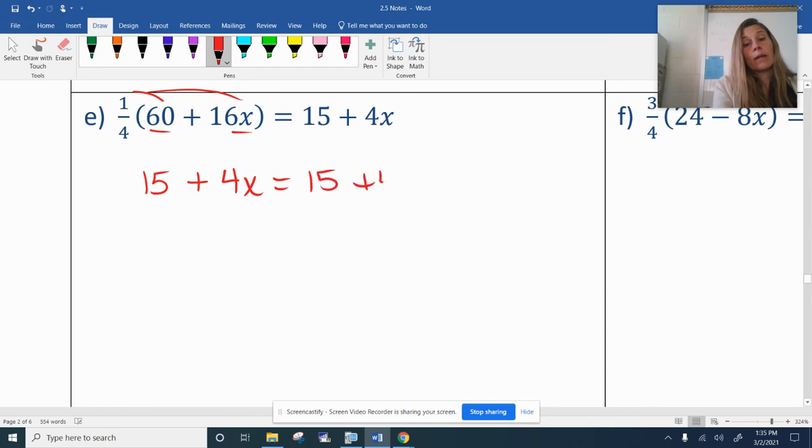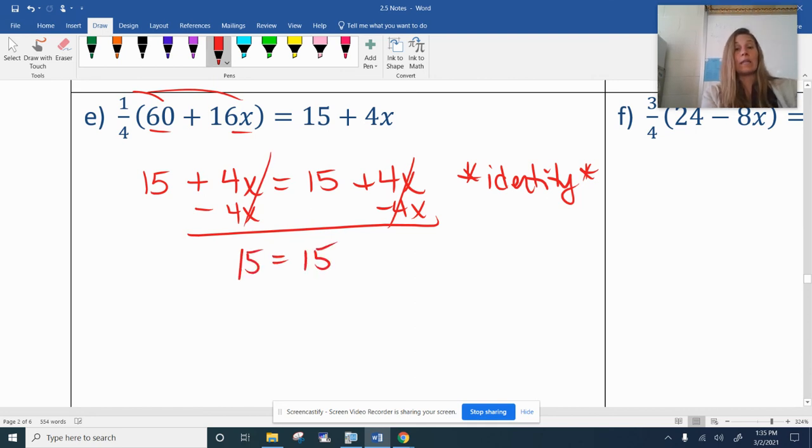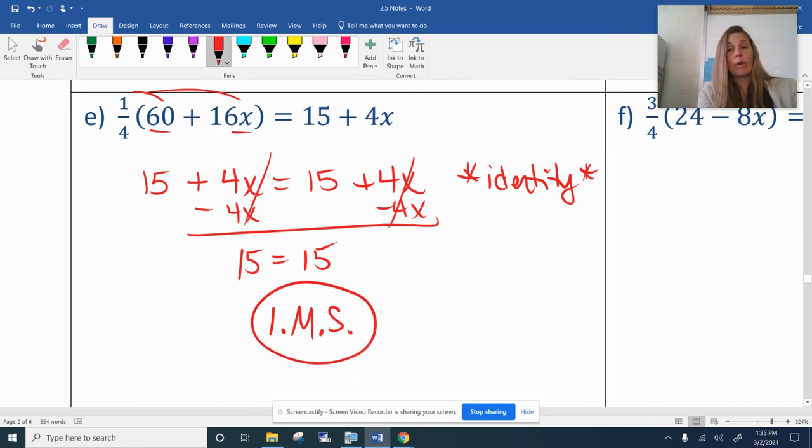Now notice this time, this is what I was saying to you is an identity, because you see the exact same thing on both sides. So when I go to subtract my x, that's going to cancel, leaving me with 15 equaling 15. So does 15 equal 15? When 15 looks in the mirror, does it see 15? Yes. So that means it's infinitely many solutions. So anytime you have an identity problem like that, it's infinitely many solutions.